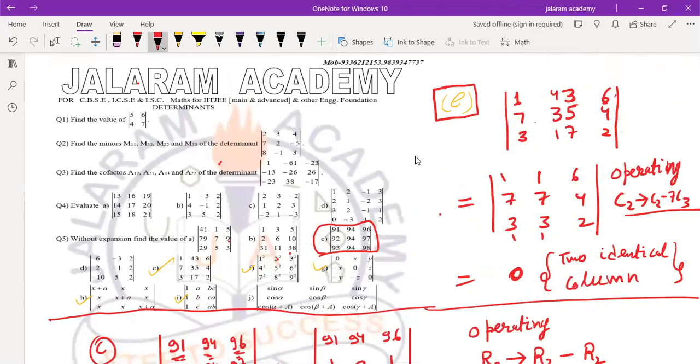143, 6, 735, 4, 317, 2. If you multiply column 3 with 7, it is 42, 28, 14. And when we subtract it from column 2, 43 minus 42, 1. 35 minus 28, 7. 17 minus 14, 3. And it matches with column 1, 173, 173. So two columns are identical, so the value is 0. Similarly, in these, two rows are identical, so it again becomes 0.